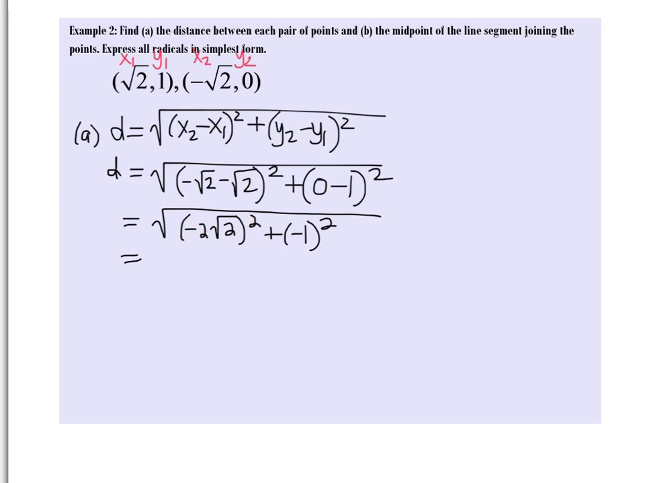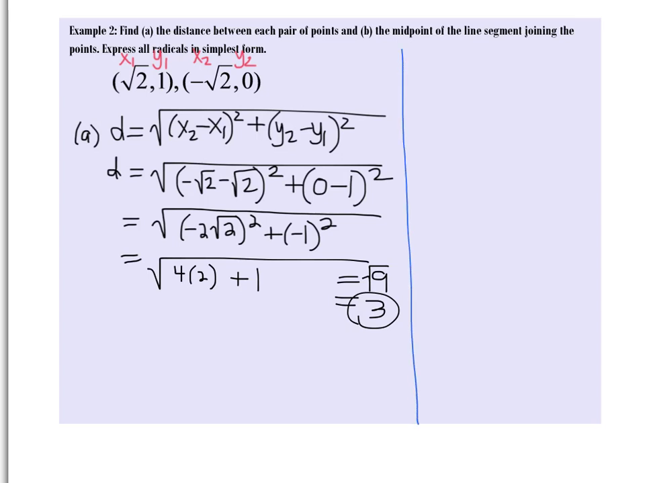And then we square the root 2, so that would be 2. So what you really have under this radical is 4 times 2 plus, and then negative 1 squared is just 1. So we have the square root of 9, which is 3. So that's the distance between those 2 points.